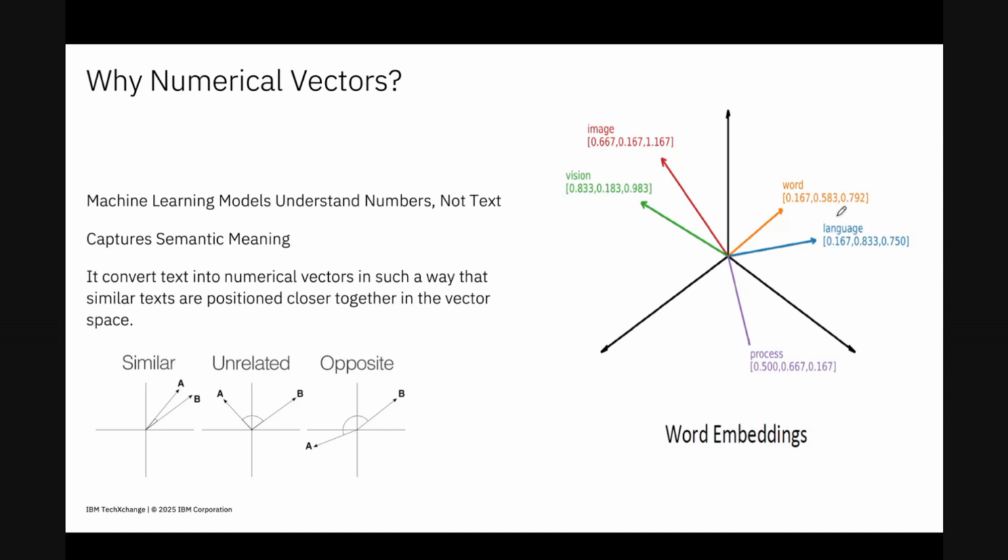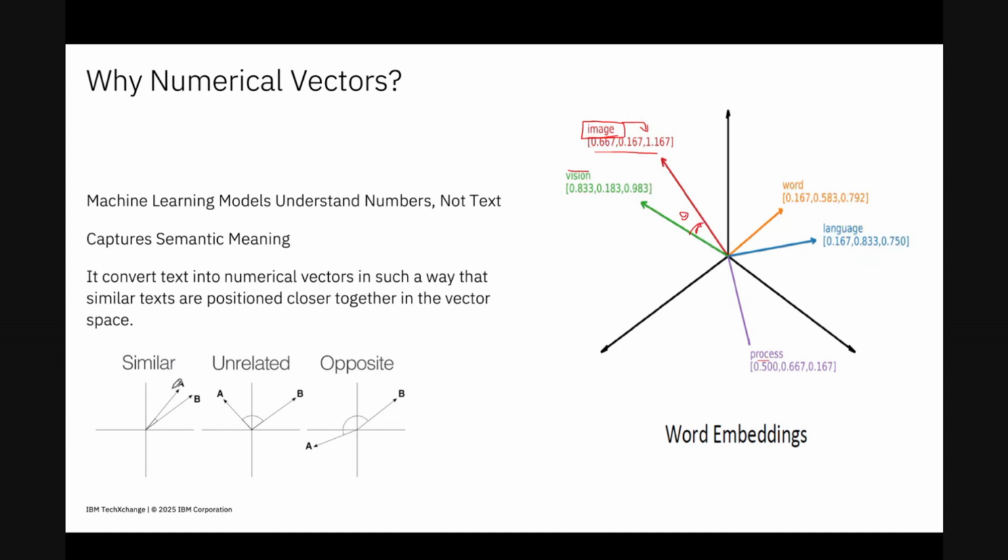Apart from that, it also helps us to capture semantic meaning. Look at this image of word embeddings. Here the word image is converted to a numerical vector, mapped to a 3D vector, and the same for the other words: vision, word, language, and process. As we can see, the vector of vision and the vector of image are together, meaning the angle between those two vectors is small, which indicates that they are similar.